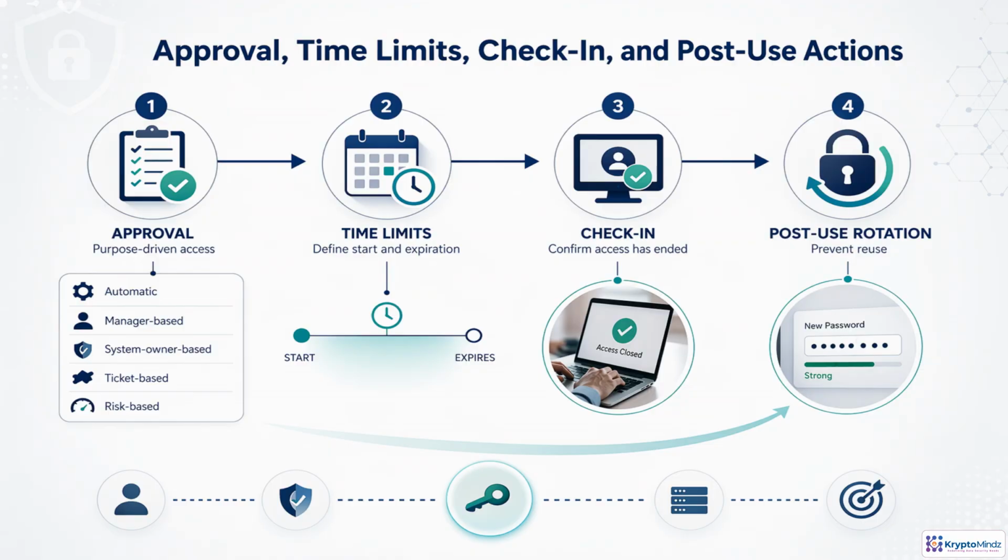Think of checkout as a controlled access window, not a permanent entitlement. The approval path should match the risk: automatic for low-risk access, manager or system owner approval for accountability, ticket-based approval for change control, or risk-based approval when context matters. Once approved, access has a clear start and expiration time. The user checks out the credential, performs the work, and checks it back in to confirm the session is over. Rotation then closes the loop by changing the password, logging the activity, and preventing reuse.